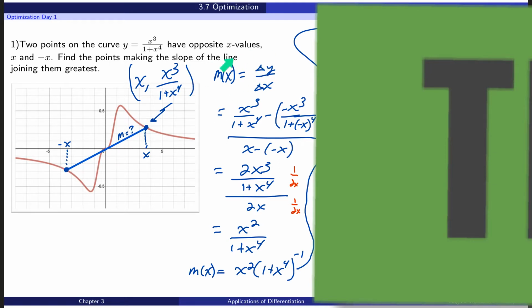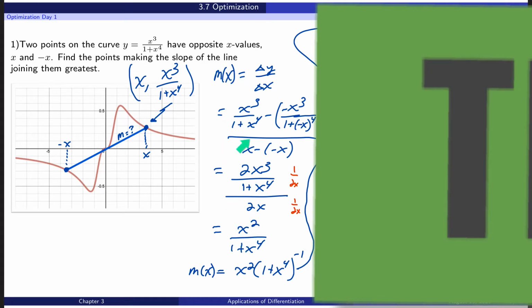So the function I'm looking for is slope, which we know is change in y over change in x. I take my 2 y values, x cubed over 1 plus x to the 4th, minus the same thing but with x replaced with negative x here and there. And now I divide by the change in x, which is x minus a negative x. Do a little bit of simplifying, we wind up with this fraction, multiply top and bottom by 1 over 2x, and you wind up with this. This is the function for slope.